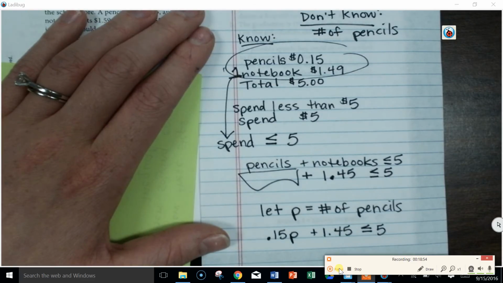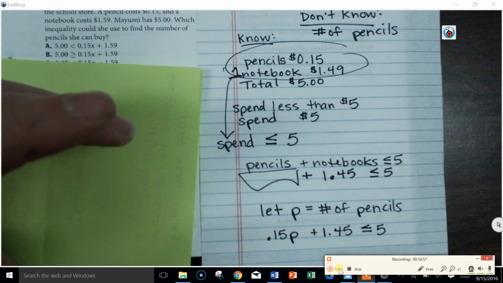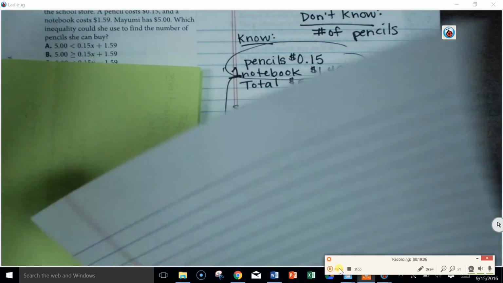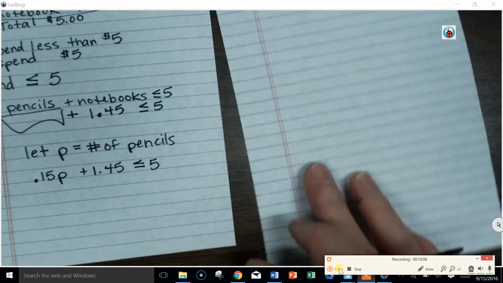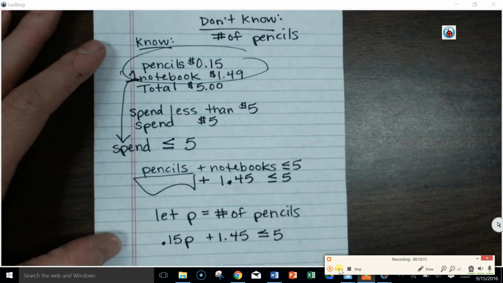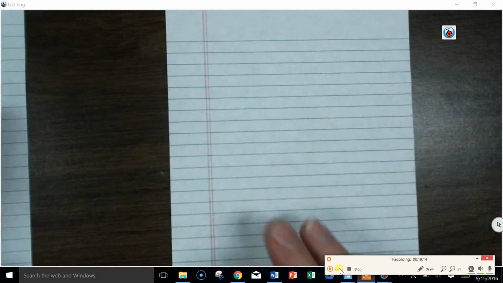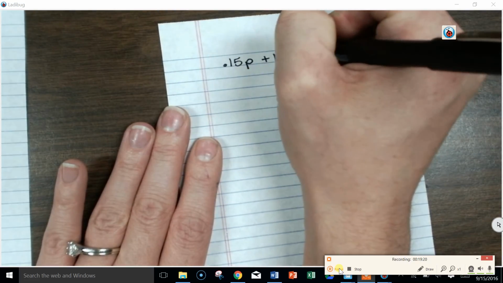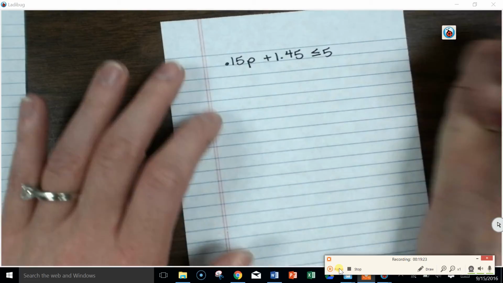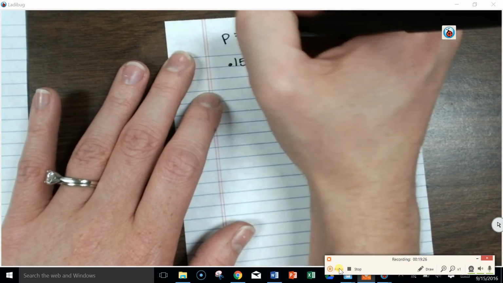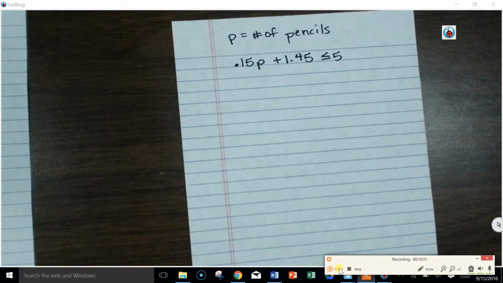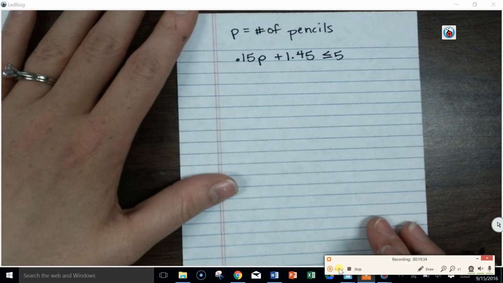Now, you could also solve that inequality, which I know the question doesn't ask for, but we're going to try to do anyway, because I would like to know exactly how many pencils she really does buy. I'm going to pull this away. I'm going to rewrite that inequality up at the top. So we had 0.15p plus 1.45 is less than or equal to 5. And we know that p is the number of pencils. And we're going to figure that out. So to figure that out, we solve this inequality just like an equation.